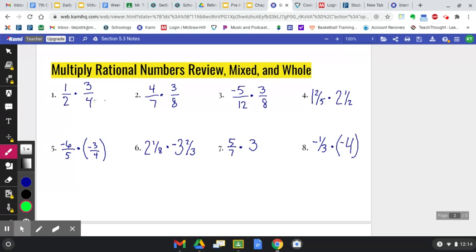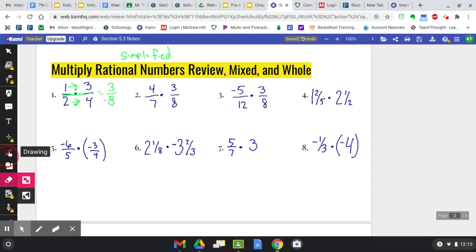So first off, when we multiply fractions, we multiply straight across, right? So really, this is just one big fraction with a multiply sign here and a multiply sign here. So on top, I have 1 times 3, which is 3. And on the bottom, it's 2 times 4, which is 8. And we always want it in simplest form, or simplified form. Let me clean that up a little bit.